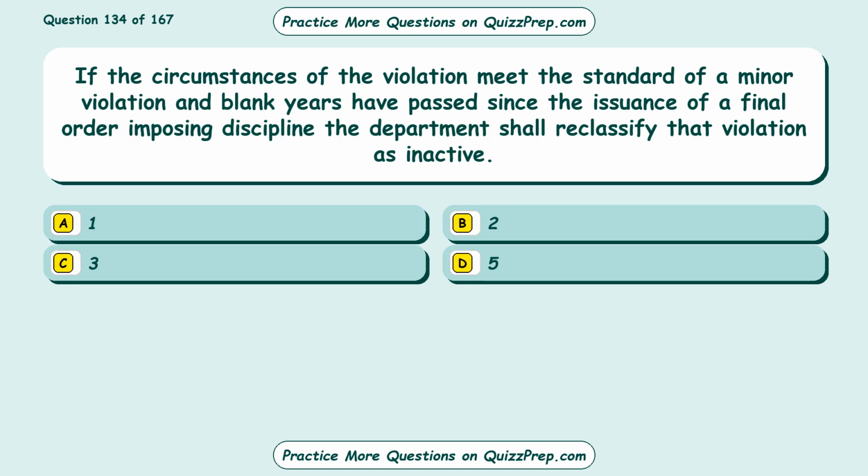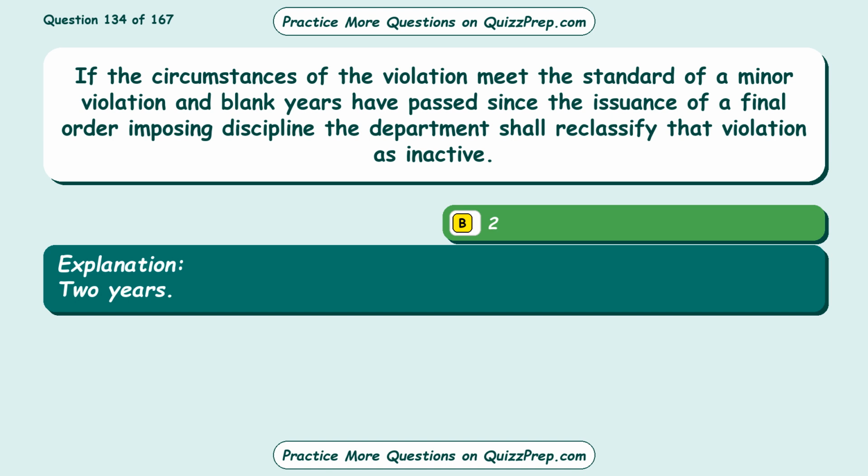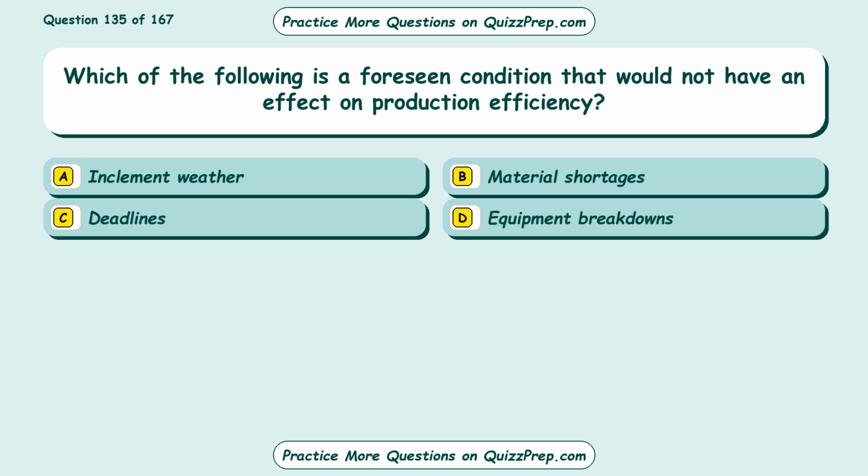Question 134. If the circumstances of the violation meet the standard of a minor violation and blank years have passed since the issuance of a final order imposing discipline, the department shall reclassify that violation as inactive. Option A 1, Option B 2, Option C 3, Option D 5. The correct answer is option B, 2. 2 years.